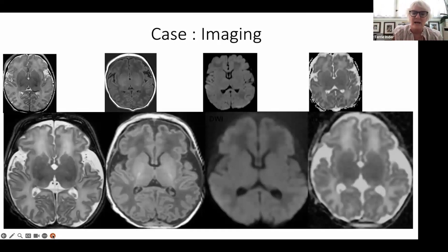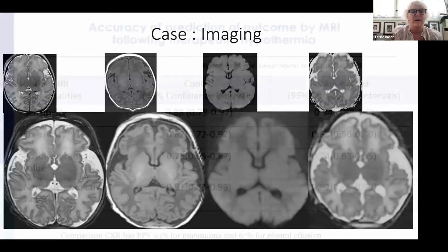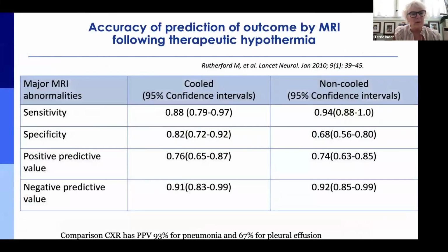And so these parents were told that result. And what does that really mean? Well, when you look at the predictive value that's published for MR, and we'll look at some more of this later on, you can see that it's actually very high, whether you were cooled or not cooled. The sensitivity for abnormality is very high, and the positive predictive value is also pretty high. And importantly, as you can see here, the negative predictive value.